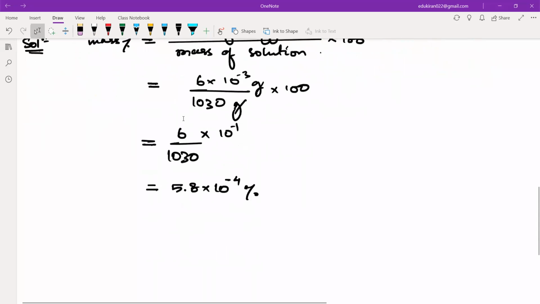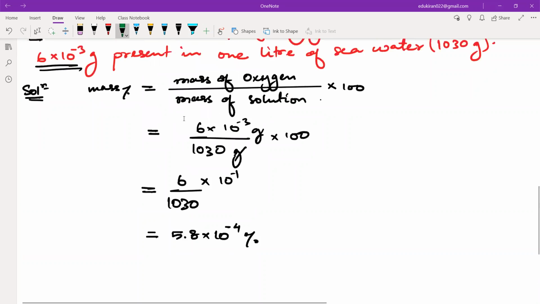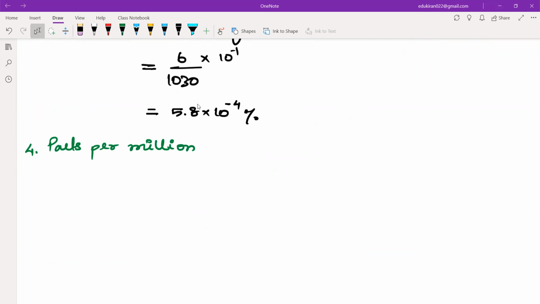That is why chemists came up with another concentration term, and that concentration term was ppm. This is the fourth one, parts per million. Percent means per 100, parts per million means parts present in 1 million. So we write this as ppm. The unit is ppm here.